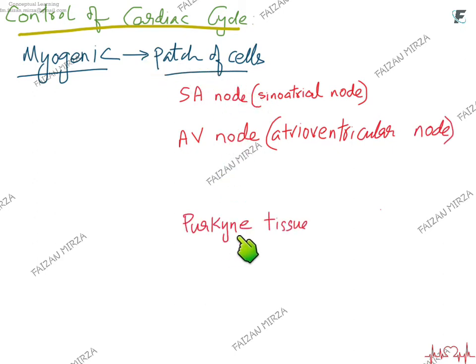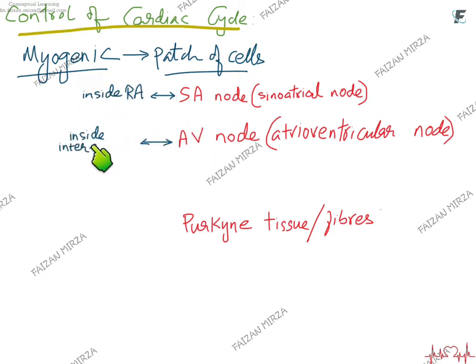And after that you have Purkinje tissue, which is also referred to as Purkinje fibers. So you need to just make sure that you keep these in your mind. So here you have the connections. Where is the SA node present? The SA node is present inside the right atria, and the AV node is also present inside the right atria, but it is towards the interatrial septum. The septum is the wall that divides the right atria from the left atria, and this is where the AV node is present.